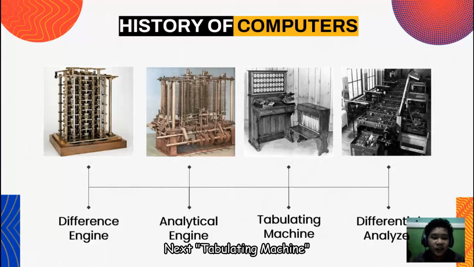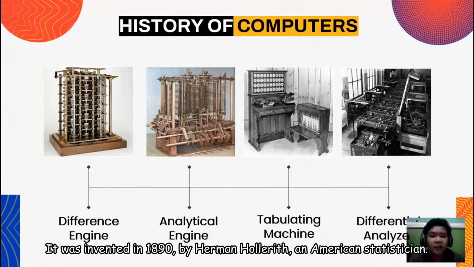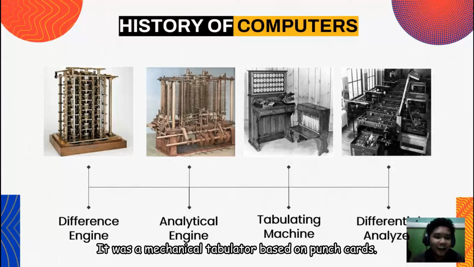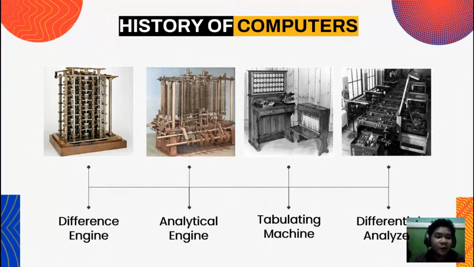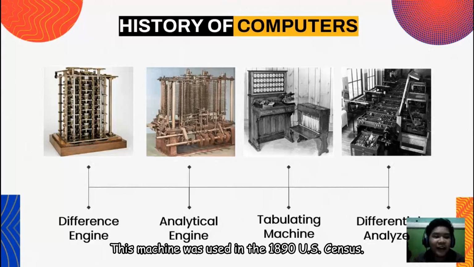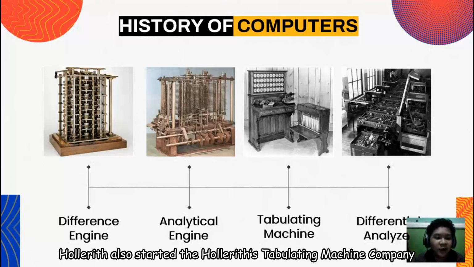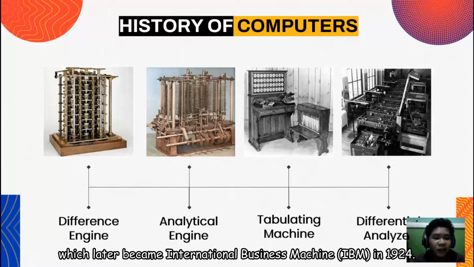Next, the tabulating machine. It was invented in 1890 by Herman Hollerith, an American statistician. It was a mechanical tabulator based on punch cards. It could tabulate statistics and record or sort data or information. This machine was used in the 1890 U.S. Census. Hollerith also started the Hollerith Tabulating Machine Company, which later became International Business Machines, or IBM, in 1924.